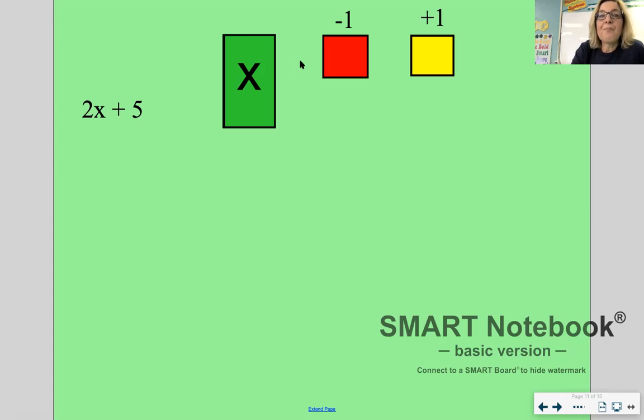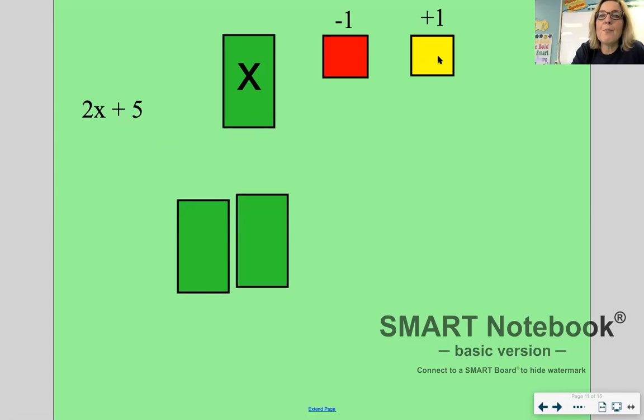The squares are integers, so a red represents a negative and a yellow represents a positive. So if we had the expression 2x plus 5, we could represent it algebraically and visually with these tiles. So we would pull 2 of these rectangles because it's 2 x's, and positive 5 would mean we need 5 of these yellow squares.